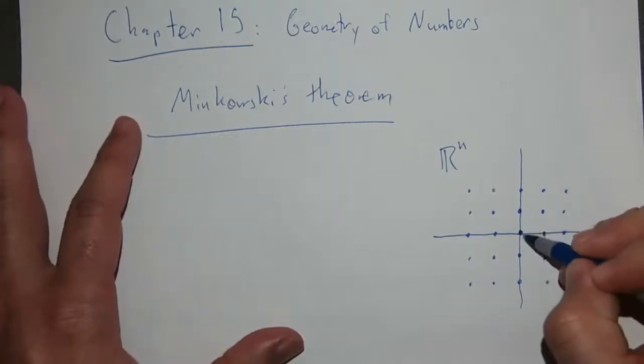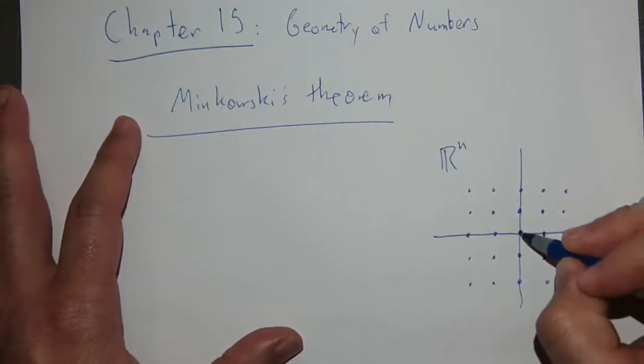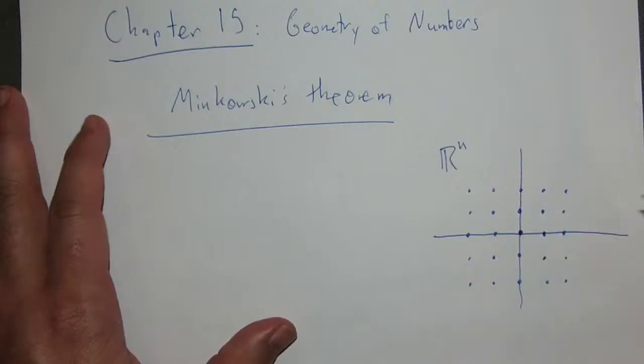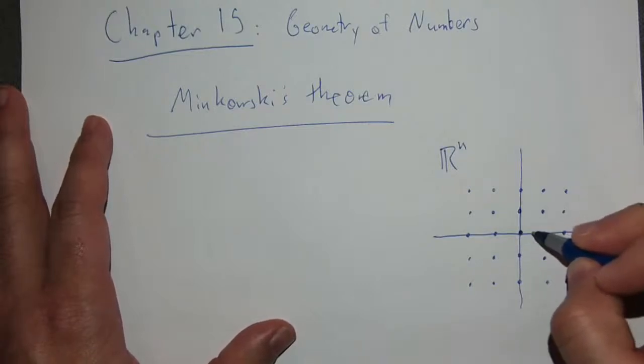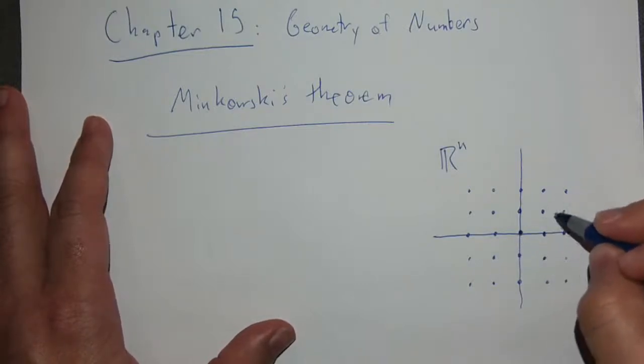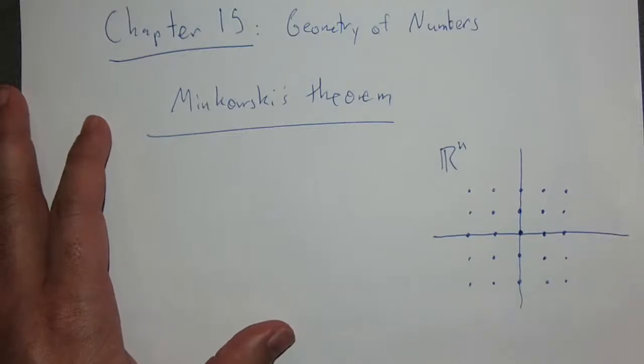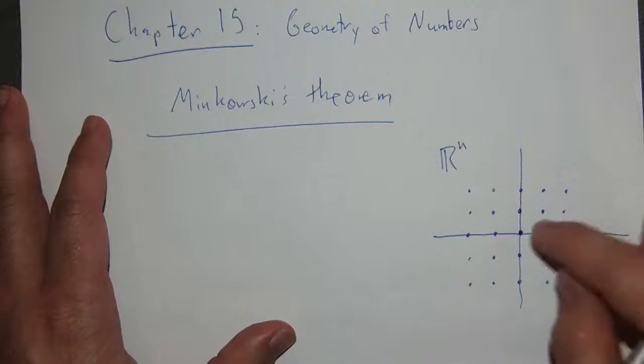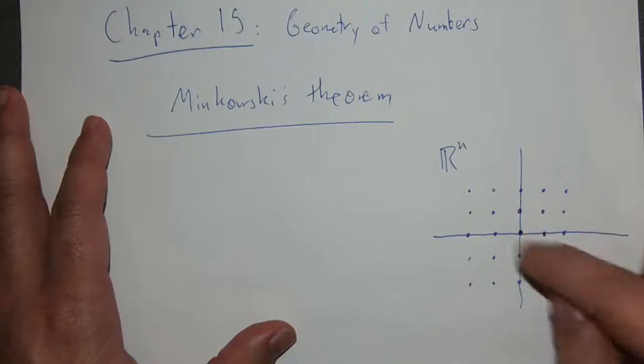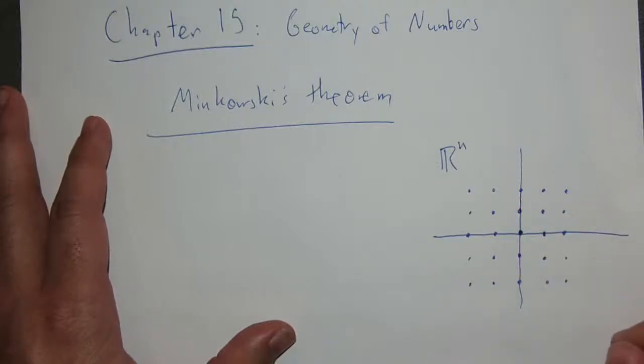And of course, if this region in question contains the origin, the origin has integer coordinates, but that's a trivial point. I'm not worried about that. So I'm looking for points that are different from the origin that have integer coordinates. And the question I want to ask is, how big does my region need to be before it's guaranteed to include one other integer coordinate point?